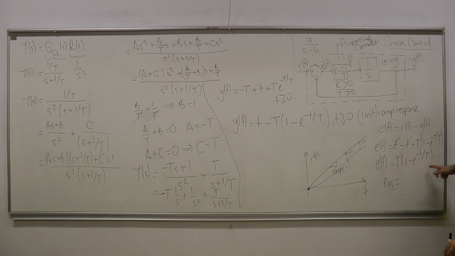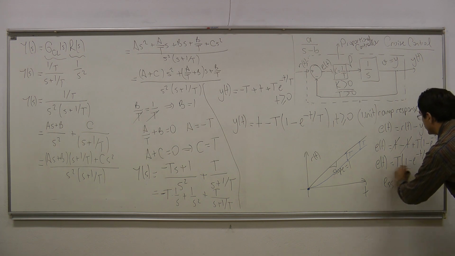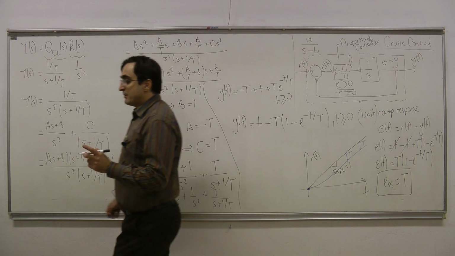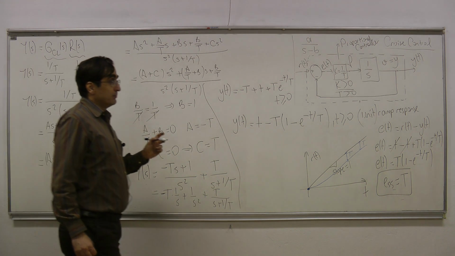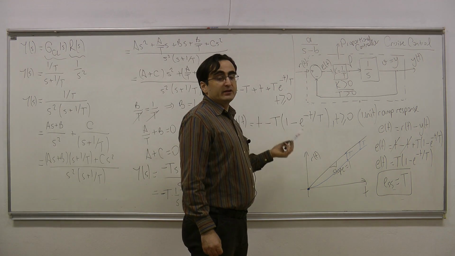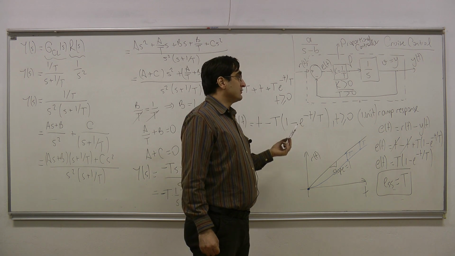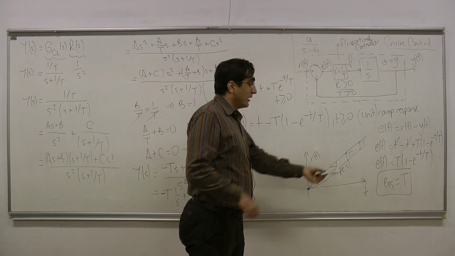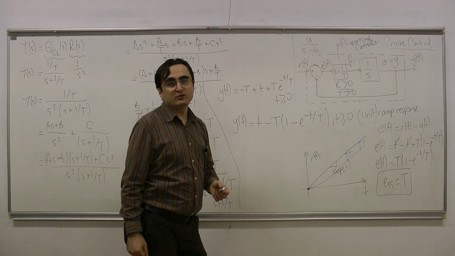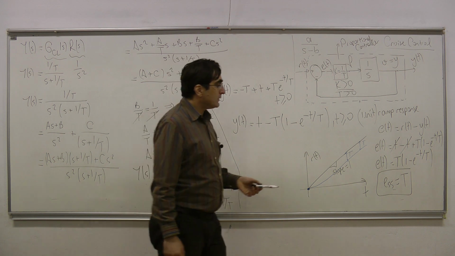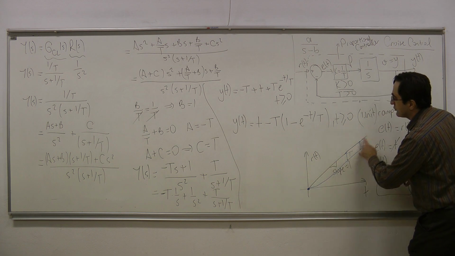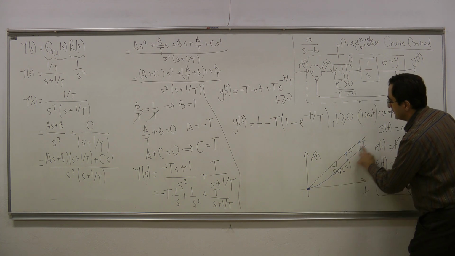And this exponential is going to be 0 as time goes to infinity, and the answer is going to be t. So we see that for unit step input, this system did not have any steady state error. But for unit ramp input, this closed loop system had some non-zero steady state error, which is equal to t. Okay? So in this case, our response is not converging to the input as time goes to infinity.